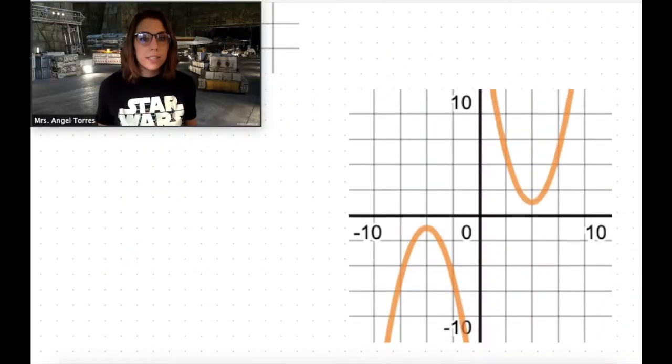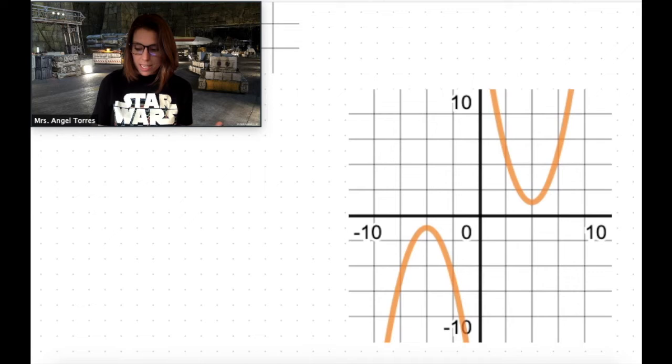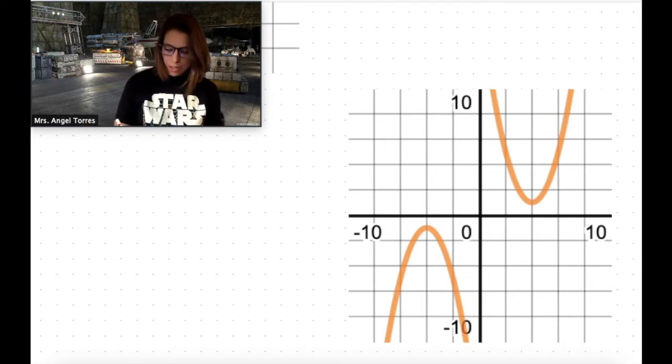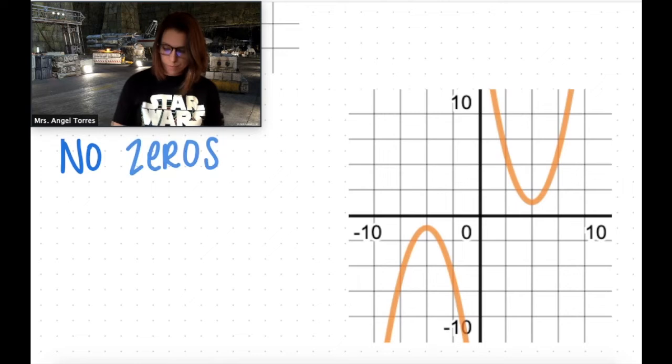The third and final scenario is when the parabola does not cross the x-axis. In both of these cases, you don't see any points that the parabola shares with the x-axis. There are no x-intercepts in either parabola. So we would say that these parabolas have no zeros.